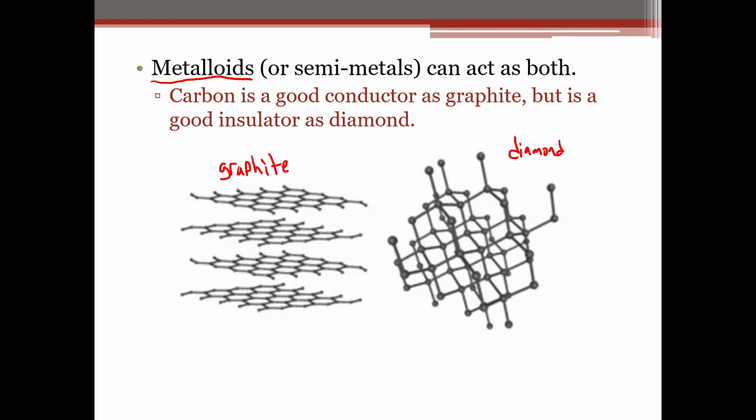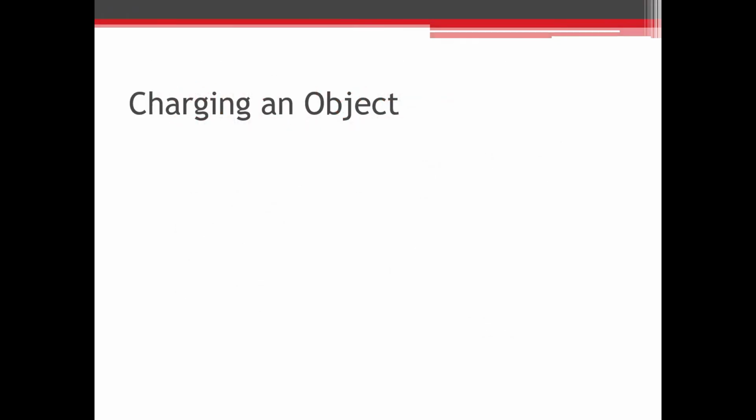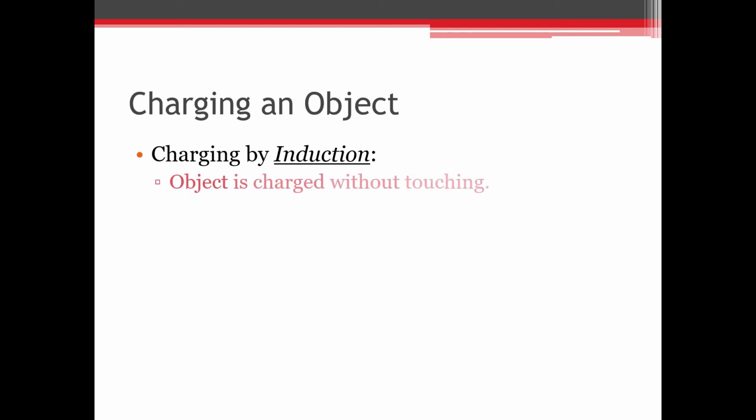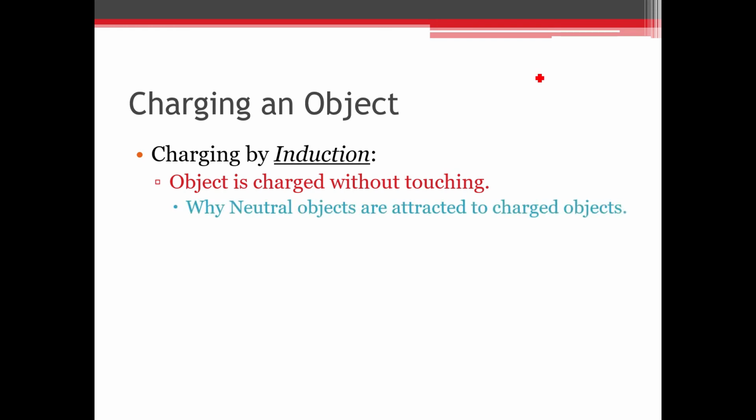How do you go about charging an object? Charging an object is quite easy. You just have to move electrons. And there are two broad ways to do that. The first is through a method called charging by induction. In this method, you can charge an object without actually touching it. And this is part of the reason why neutral objects are attracted to a charged object.